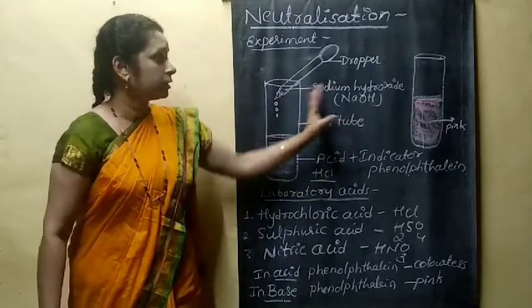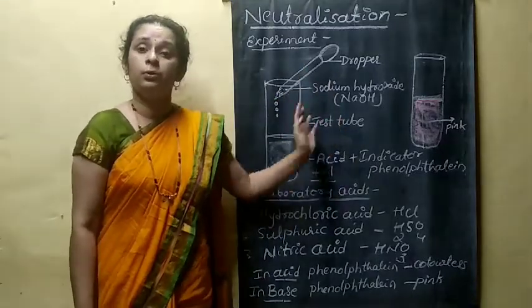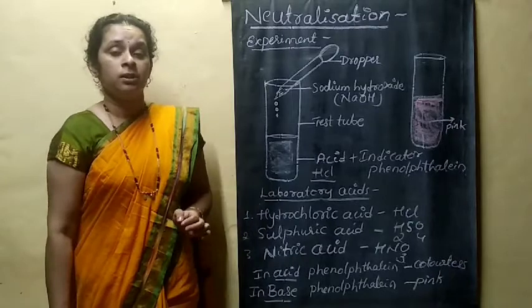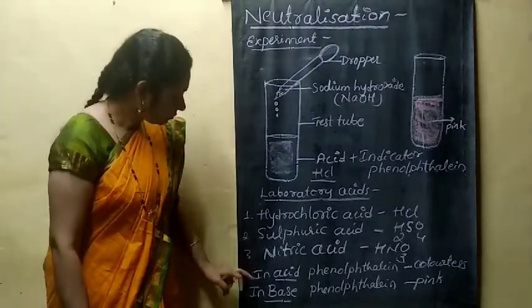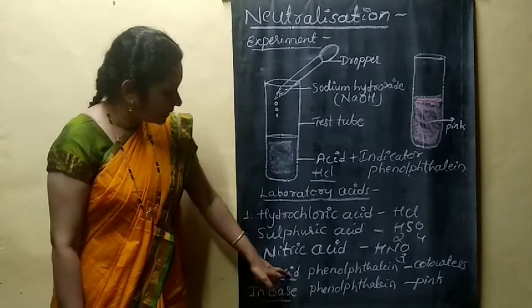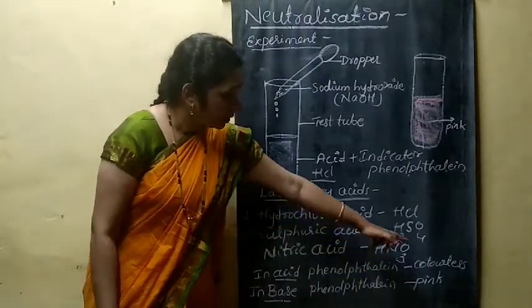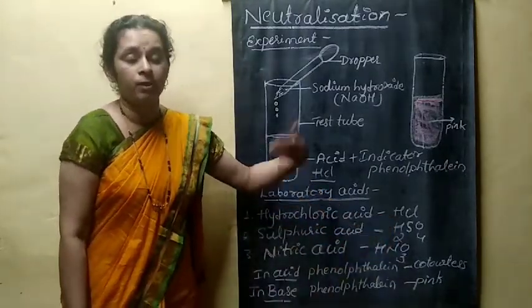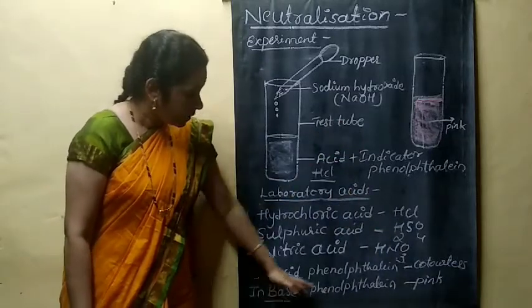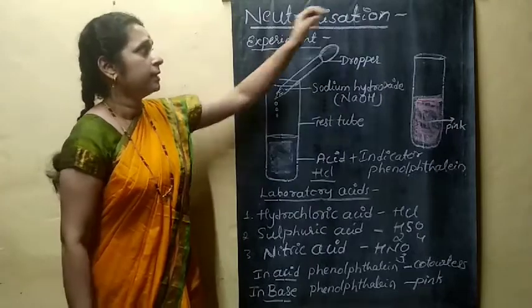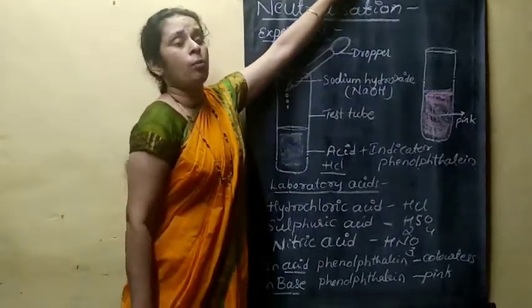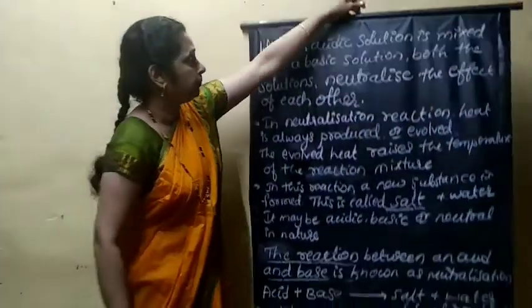This is about the experiment to understand the neutralization reaction. Now we will go for what is neutralization reaction. I told this one: in acid, phenolphthalein is colorless. In base, phenolphthalein is pink in color. I told while explaining this experiment. Next, we will move on. What happens during the neutralization reaction?